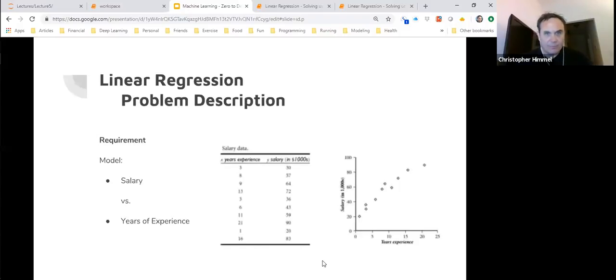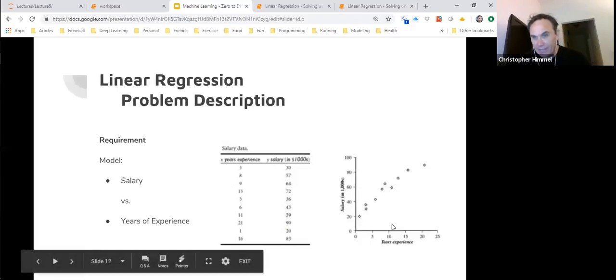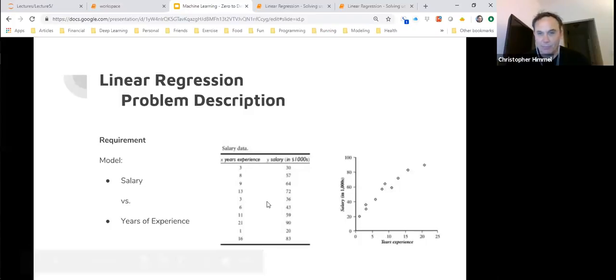Okay, so what kind of problem do we apply linear regression to? It's a regression problem, which means that it's not a classification. Here we're looking at, as your years of experience go up, generally your salary goes up. So this isn't what type of salary or what type of employee. This is a dollar amount, and generally it goes up with years of experience. This is taken from somewhere.